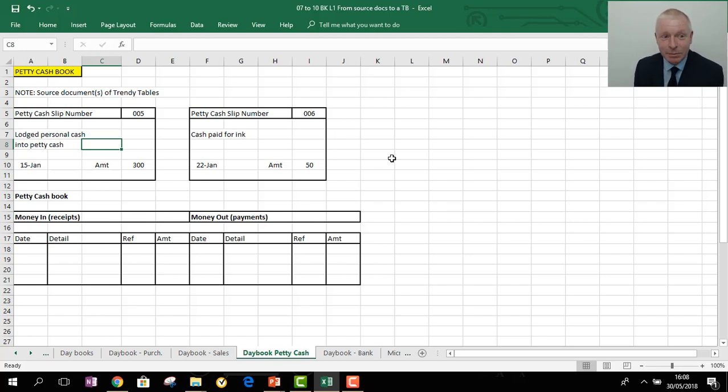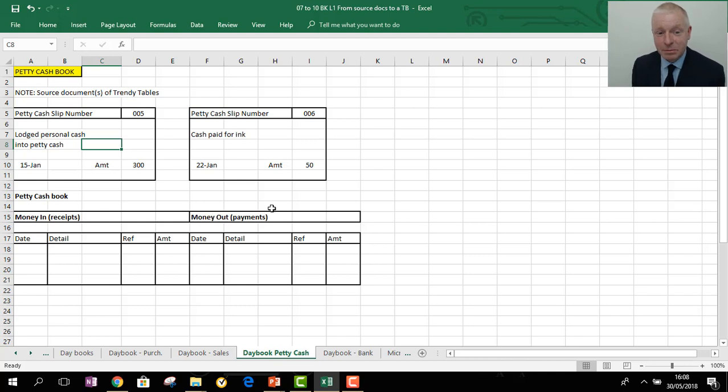The petty cash book, petty cash daybook. Here we have an example where we've got two slips, two petty cash vouchers, they're sometimes referred to as, and we're going to take the information from these two vouchers and populate it into the petty cash book. And the petty cash book template is written on the screen here, as you can see. I'm just circling now.